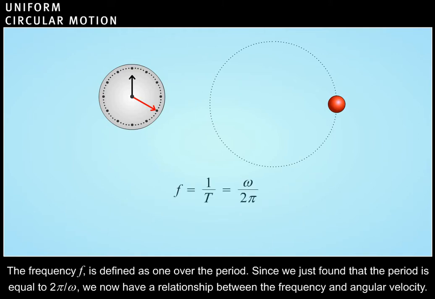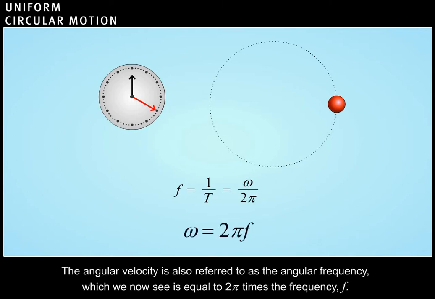The frequency f is defined as 1 over the period. Since we just found that the period is equal to 2 pi over omega, we now have a relationship between the frequency and angular velocity. The angular velocity is also referred to as the angular frequency, which we now see is equal to 2 pi times the frequency f.